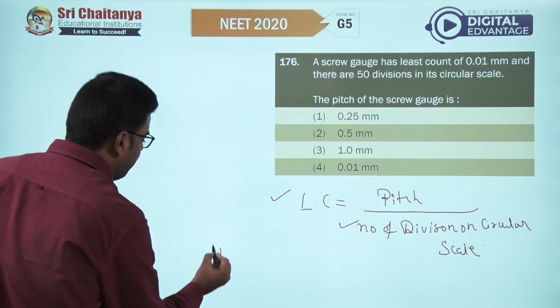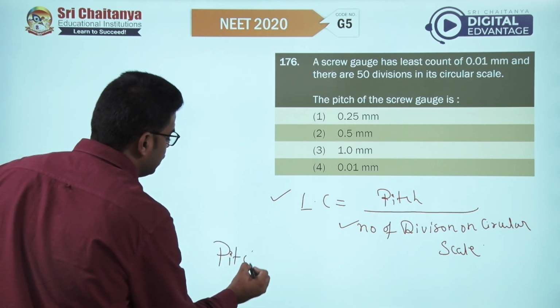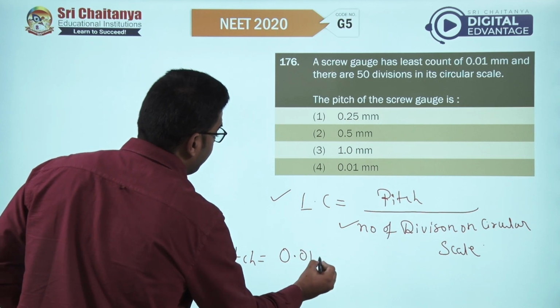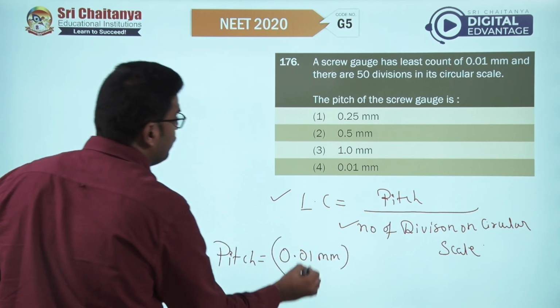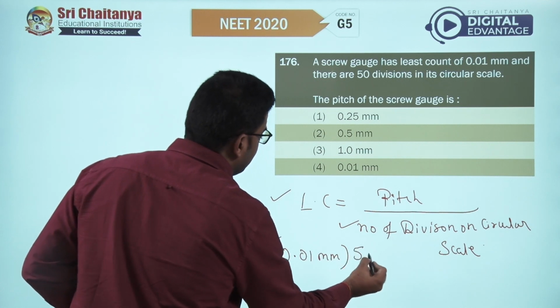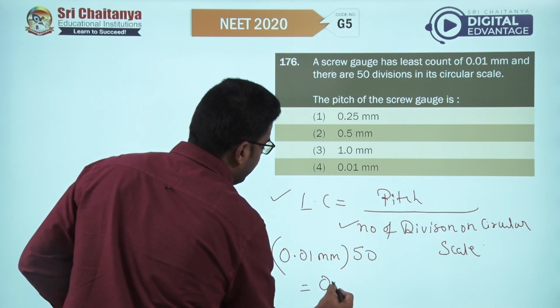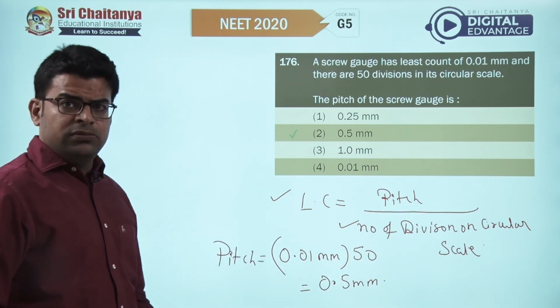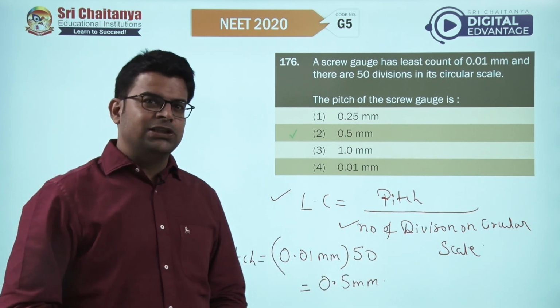So, you will simply say that the pitch of this screw gauge has to be the least count, which is 0.01 mm, multiplied by the number of divisions on circular scale, which is 50. So, you simply get here 0.5 mm, and that is our option number 2. So, 2 is the right answer for this question.